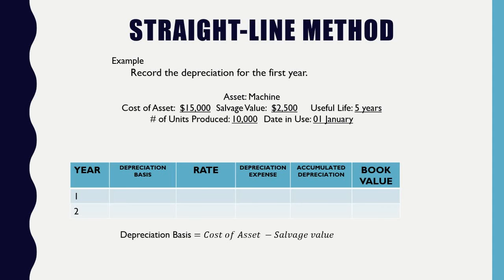So let's get started with the first example. The example says to journalize or record the depreciation for the first year. Here we have a machine worth $15,000. Salvage value is $2,500 with a useful life of 5 years. The number of units they can produce is 10,000, which we don't care about. And lastly, the date we place it in service is January 1st, assuming that we depreciate at the end of the year. So what is the depreciation basis going to be?